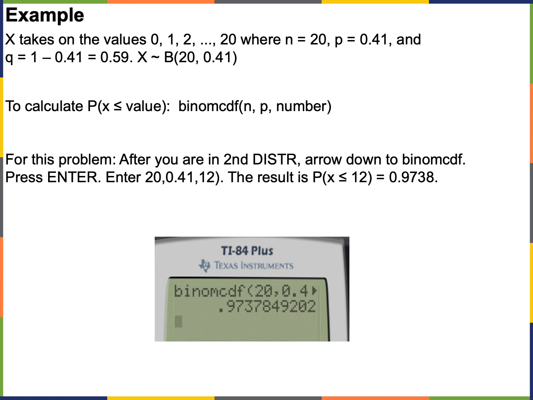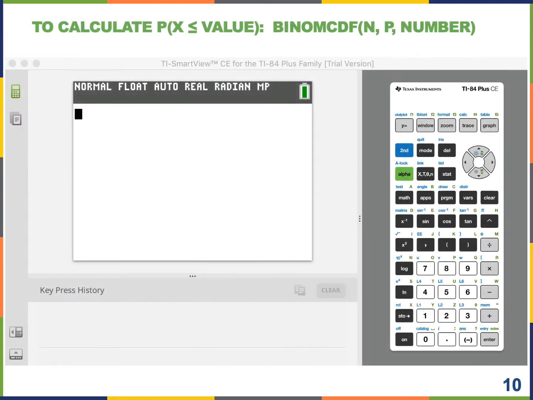So this is what it looks like on the TI-84 Plus, where we have to find binom CDF, which is in 2nd distribution, and I'm going to show you on the next page exactly how to do it. This is when you want to get X less than or equal to. This is the binomial CDF function. I'm going to show you how to do it just like how it was in the slide.